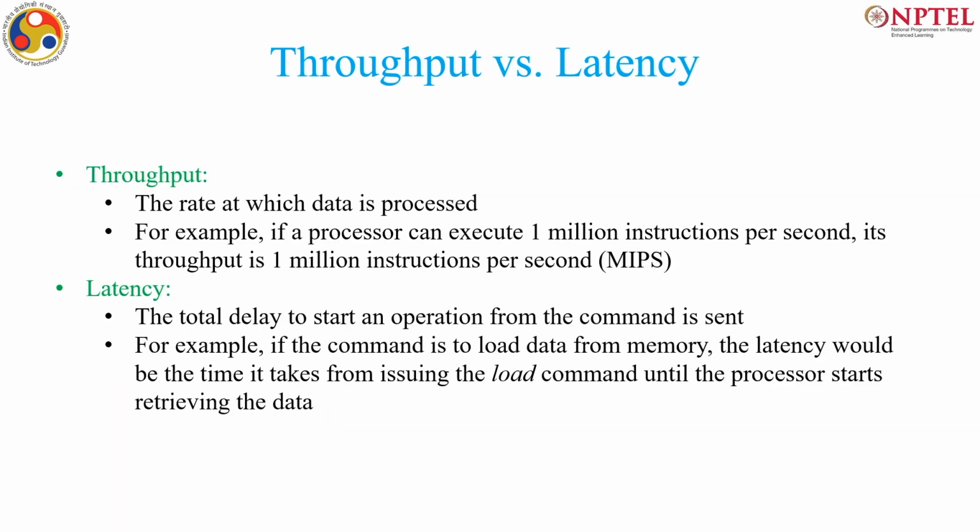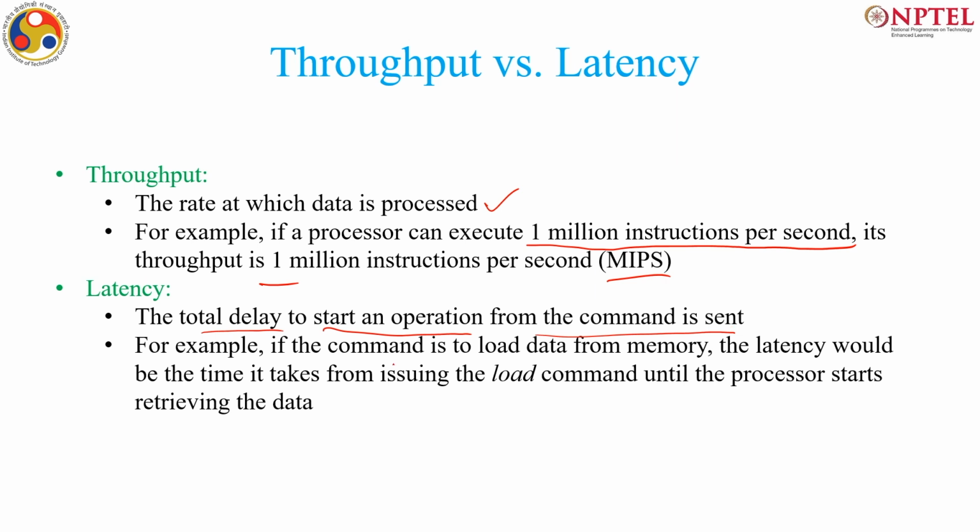So, that is the main difference: throughput means the rate at which the data is processed. For example, if a processor can execute 1 million instructions per second, its throughput is 1 MIPS. Whereas latency is the total delay to start an operation from when the command is sent.